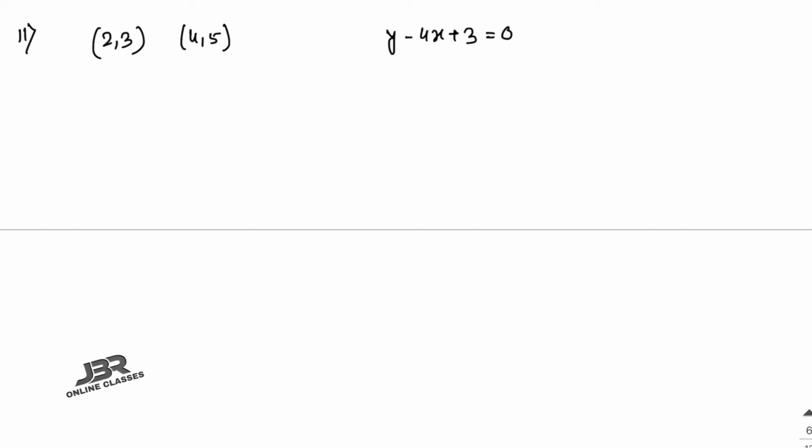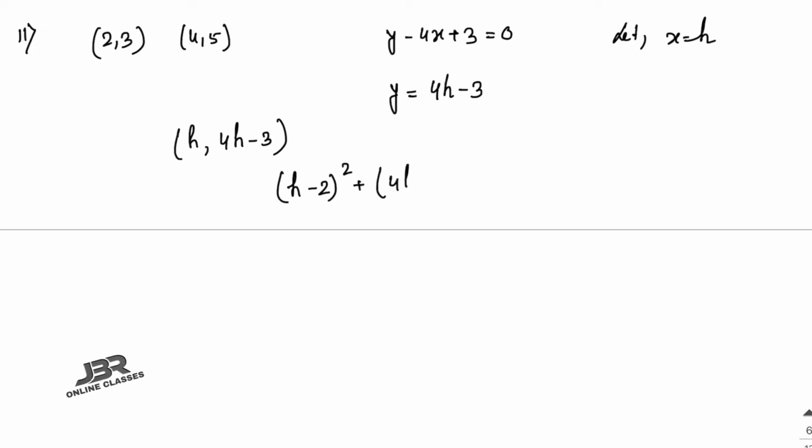So first let x equal to h. So if x equal to h, then y equal to 4h minus 3. Then the center will be h comma 4h minus 3. Now the distance of the center from 2, 3 and 4, 5 will be equal. So here you can write down this equation, h minus 2 whole square plus 4h minus 3 whole square, that one equal to h minus 4 whole square plus 4h minus 3 minus 5 whole square.